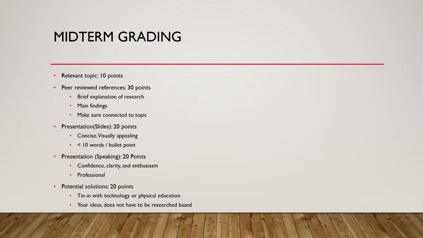Other things, your slides, right? So you're going to be graded on your slides. Are they concise? Are they visually appealing? Right. So part of being concise is having less than 10 words per bullet point. Obviously, sometimes you have to go beyond this rule, but the general rule of thumb is 7 to 8 words per bullet point.